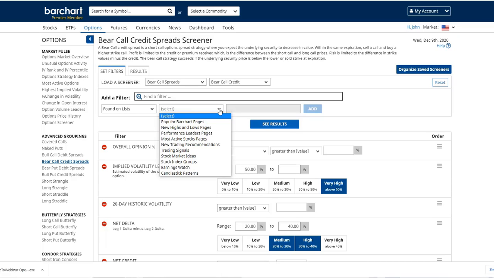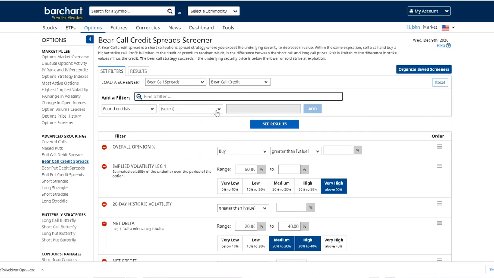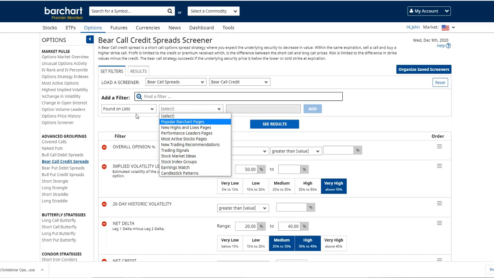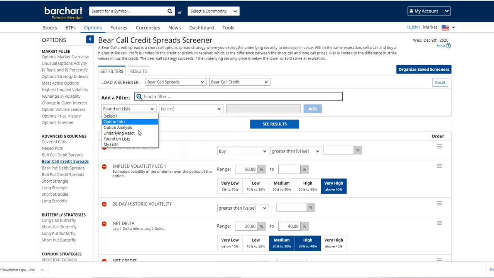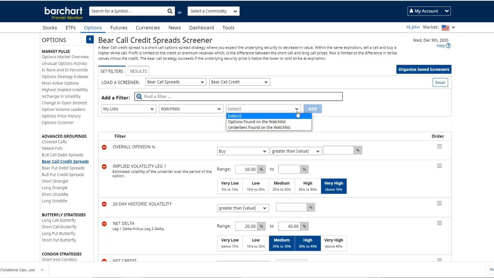So we're talking about a credit spread where we're looking for inflated volatilities, where we're looking for inflated premiums. A lot of times I will go to the most active stock pages or the most active options page to screen on those lists as an opportunity to look for those as well. There's a lot of ways that we can narrow down our candidates. You might have your own watch lists that you have created, and I have several watch lists that I've created that are found on either the options or the underlying.